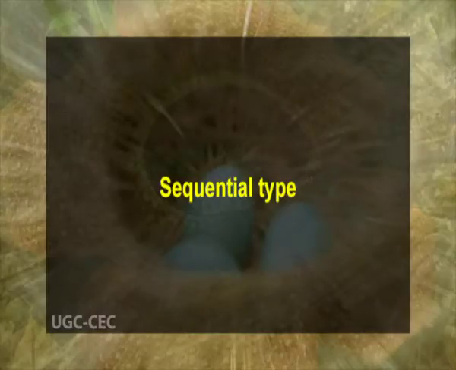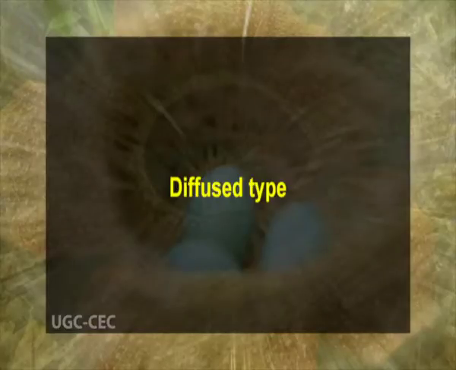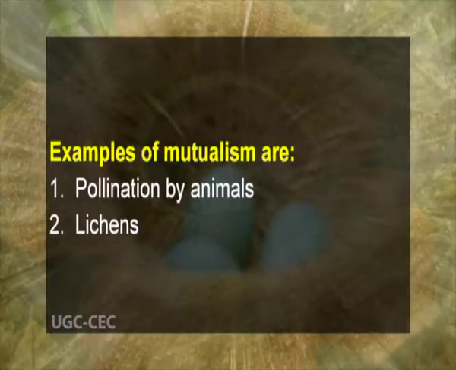Number 3, sequential type. Mutualism in which one or both mutualists have an association, leave and are able to establish new associations with another species and so on. Number 4, diffuse type. Mutualism in which any number of species singly or simultaneously interact with each other. Some examples of mutualism are pollination by animals, lichens, etc.